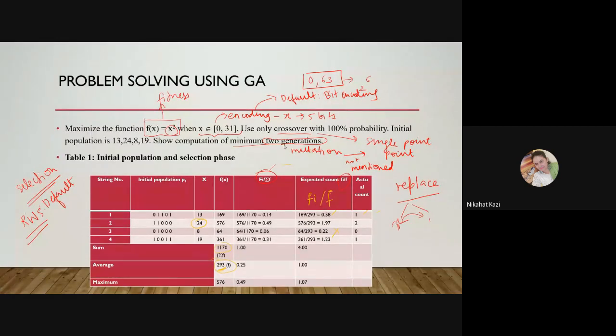Now what you're doing is you're selecting one copy of the first string, two copies of the second, the third string dies off, and the fourth string one copy. Okay, so these are the four selections. This is the selection phase. So this concludes the selection phase.